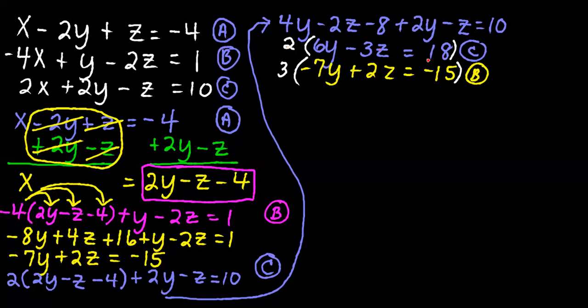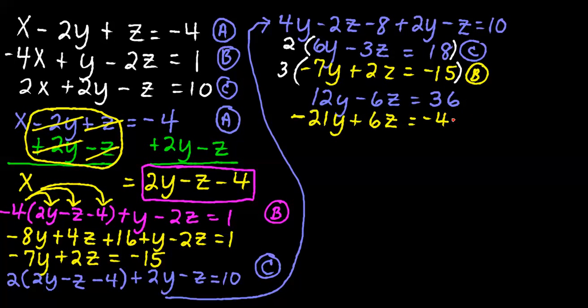All right, so let me go ahead and rewrite equation C in blue by using the distributive property of multiplying everything by 2. I'm going to have 12y minus 6z equals 36. Okay, and then I'm going to multiply everything here by 3. I'll make it yellow. There we go. So 3 times negative 7y is negative 21y. 3 times 2z is plus 6z. And then 3 times negative 15 is negative 45.